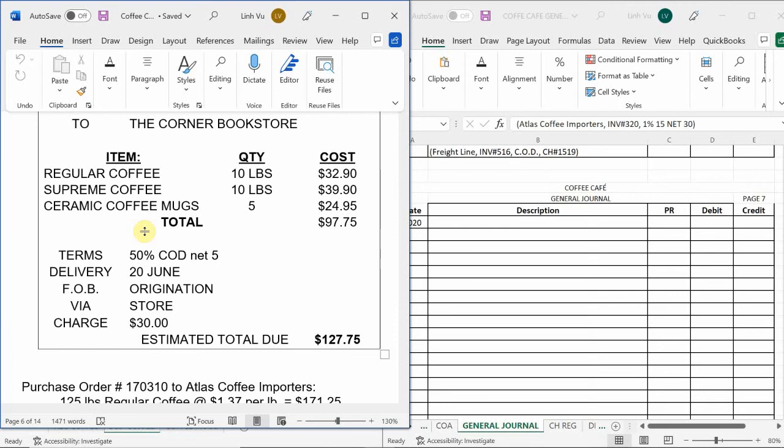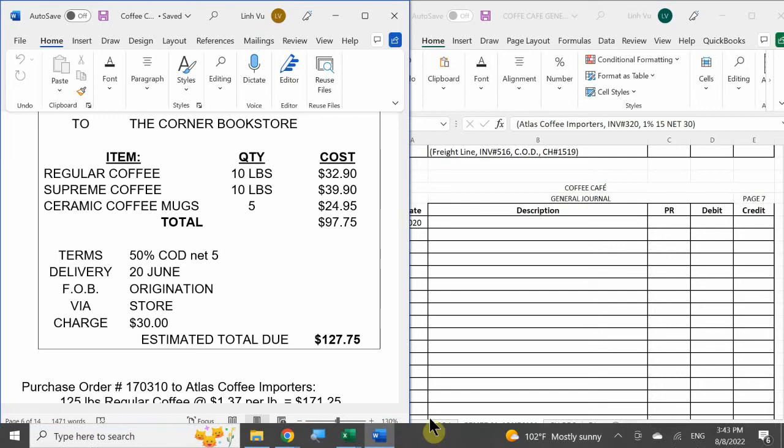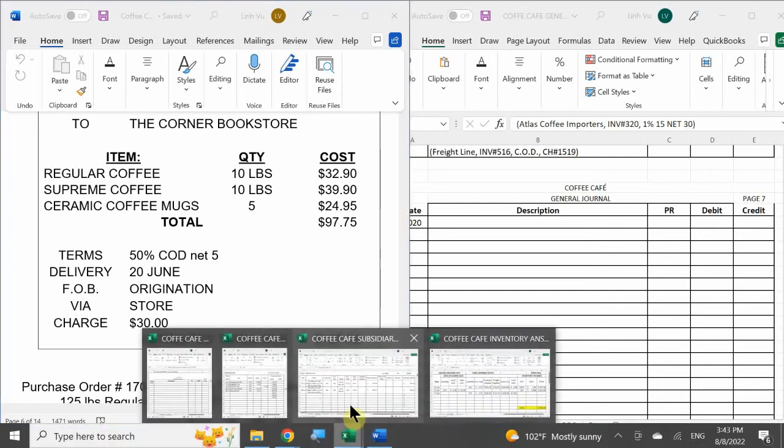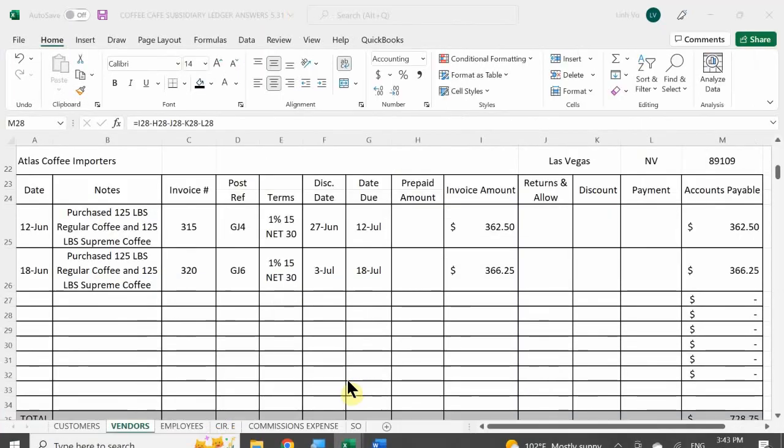And it's expected to be delivered on June 20th with a 50% COD, and then the rest of the bill is due next time. Okay? So again, we haven't received the money yet. It's upon delivery. And then they have 5 days after that to pay the rest. So in this case, go to the subsidiary ledger. Yep, because in this case, this is a sales order. We haven't sold the product to the customer yet. They're simply just ordering from us.